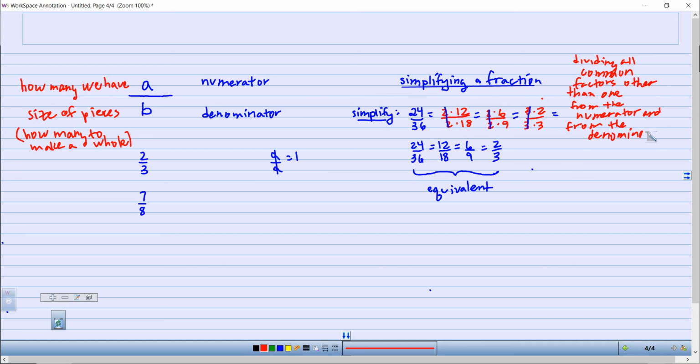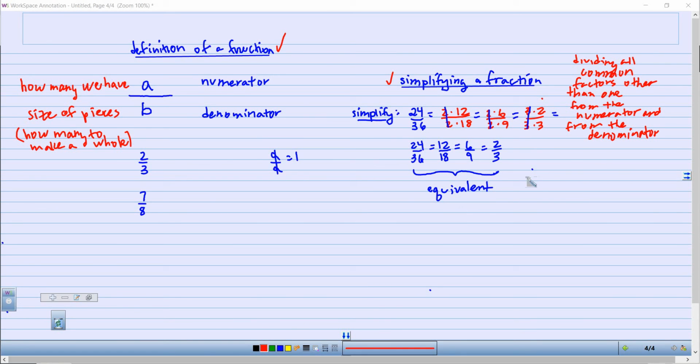This is math that hopefully is not new to you. Hopefully you've seen it before, but these are two things you really need to know: the definition of a fraction, and how to simplify, or as we often call it, reduce a fraction. Again, you're not really reducing it, you are simply dividing out all the common factors. In this case, we divided by 2, we divided by 2, and we divided by 3.